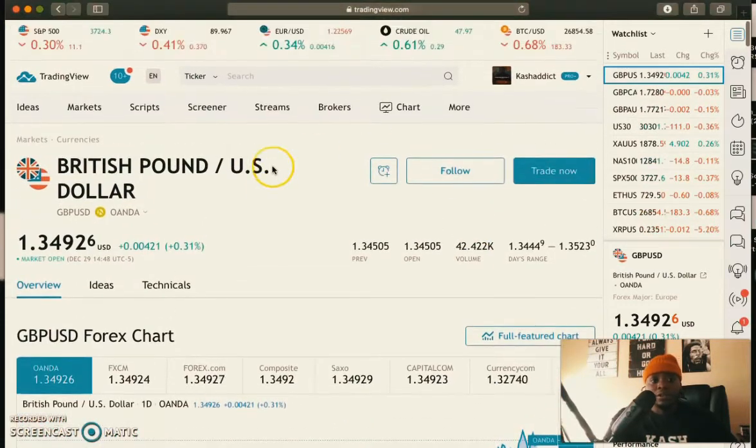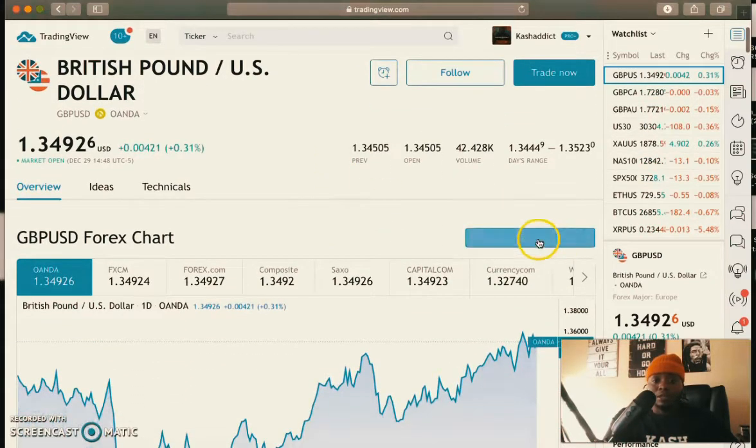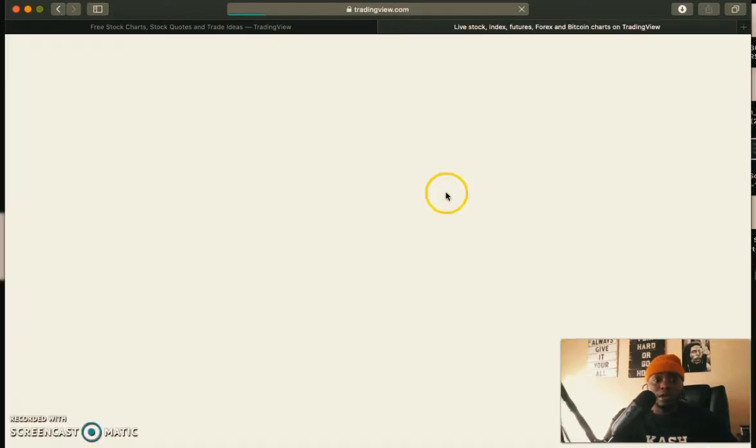So TradingView, once again, if you don't know what TradingView is, it's a website that you can go to analyze the charts. Of course, you can do that on MetaTrader 4 on your phone, but TradingView is king to me. So what you'll do is come down to here so you can view the chart.